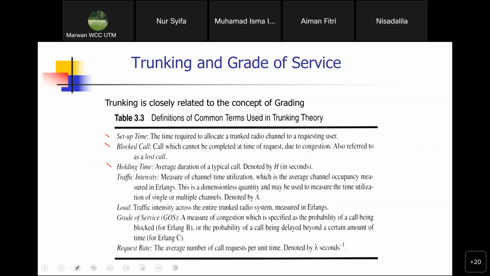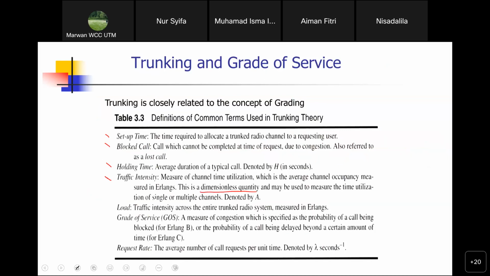So based on the holding time, this is what is given by trunking theory: traffic intensity. It is a measurement which is unitless, a dimensionless quantity. So there is no unit for this.